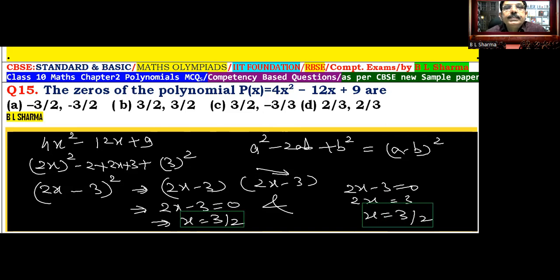So the answer will be, both zeros will be positive 3 by 2 and the other will also be positive 3 by 2. So now it is very clear to you that the two zeros of a polynomial can be equal. So in this case, for this polynomial, the two zeros are 3 by 2 and 3 by 2.